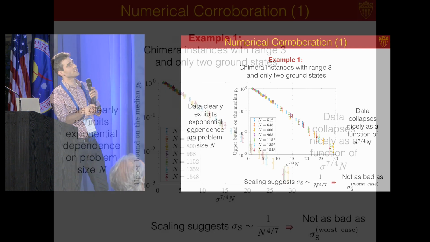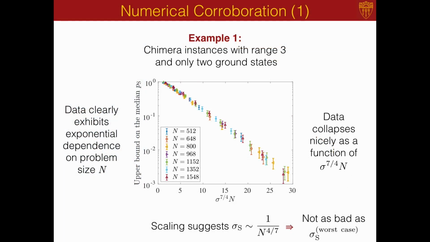And the point is that all the data seems to collapse very nicely as a function of the sigma to the 7/4 n. So what this means is that for this particular class of instances, it looks like if I wanted to maintain the performance of my analog Ising machine to solve them, I would need to have the noise scaling as 1 over n to the 4/7, which is close to 1 over square root of n. So you'll see that looking at this, it doesn't look like it's as bad as the worst case. So maybe our estimates here were really pessimistic.